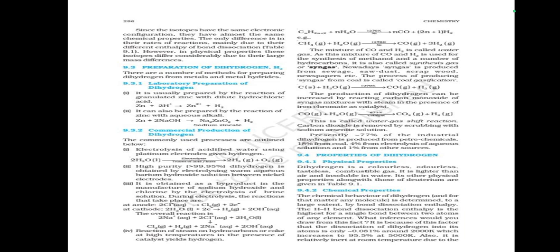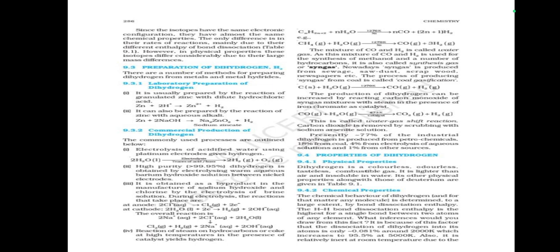Since the isotopes have the same electronic configuration, they have almost the same chemical properties. The only difference is in their rates of reactions, mainly due to their different enthalpy of bond dissociation (Table 9.1). However, in physical properties, these isotopes differ considerably due to their large mass differences.